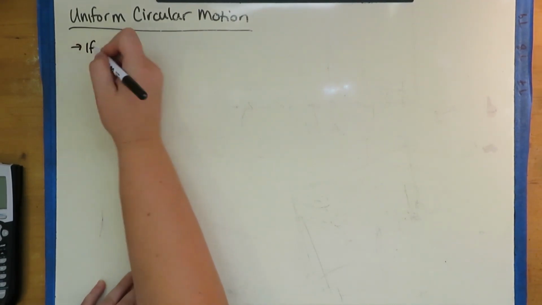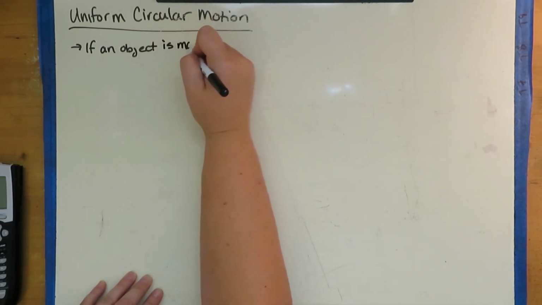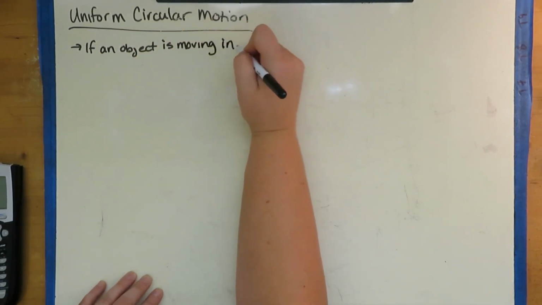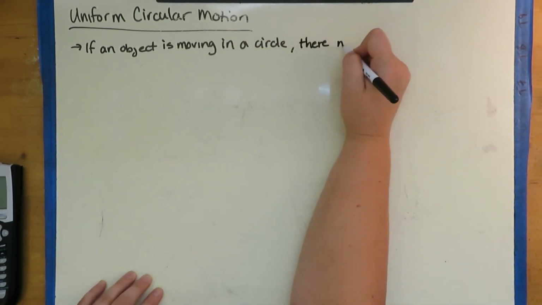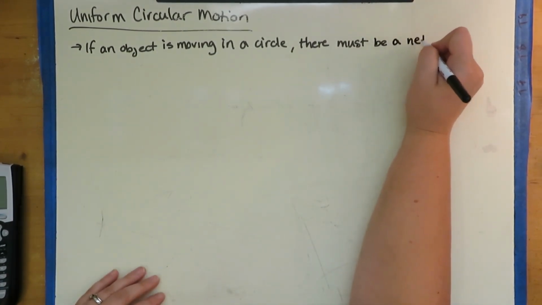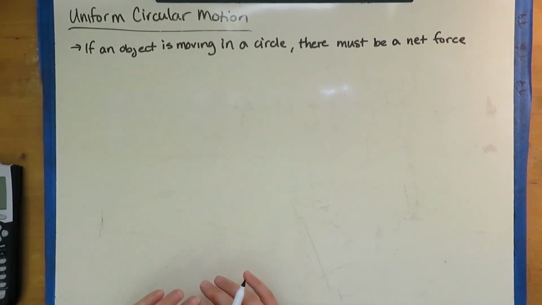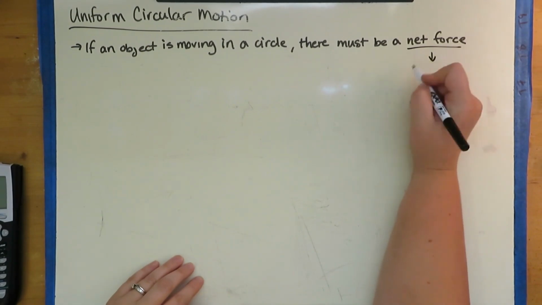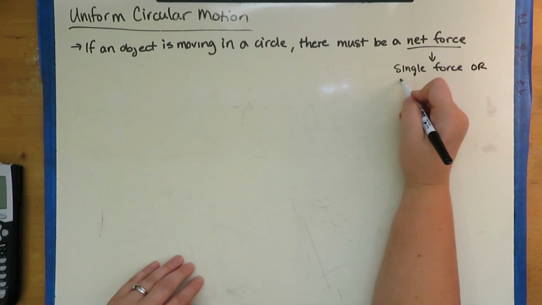So if an object is moving in a circle, there must be a net force. And you can reference Newton's first law for that. Now, what's responsible for that net force is different in every situation. Just like any other linear situation, your net force can be a single force or a combination of forces.